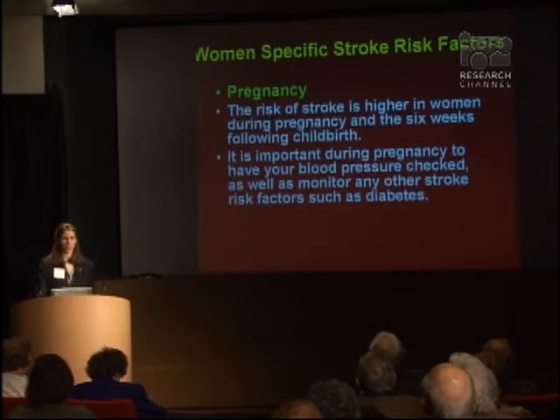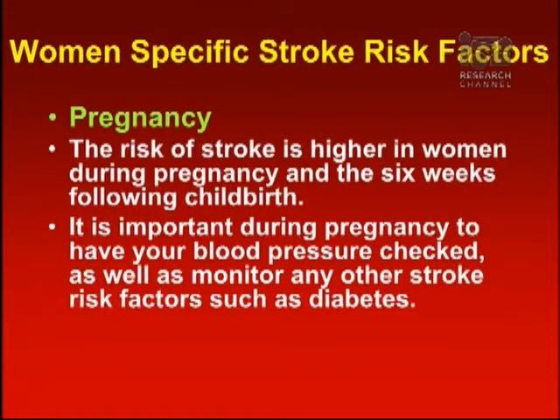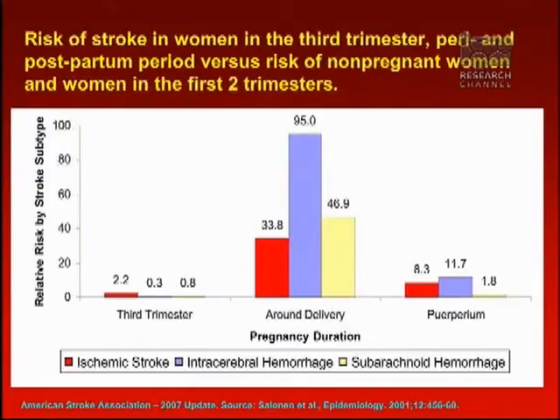Another women-specific stroke risk factor, again, is pregnancy. The risk of stroke is higher in women during pregnancy, delivery, and the first 6 weeks following childbirth. It is important during your pregnancy to have your blood pressure checked as well as monitor any other risk factors such as diabetes. And this is a study looking at the risk of stroke in women in the 3rd trimester, peri and postpartum period, and comparing them to the risk of stroke in non-pregnant women and women in the first 2 trimesters.